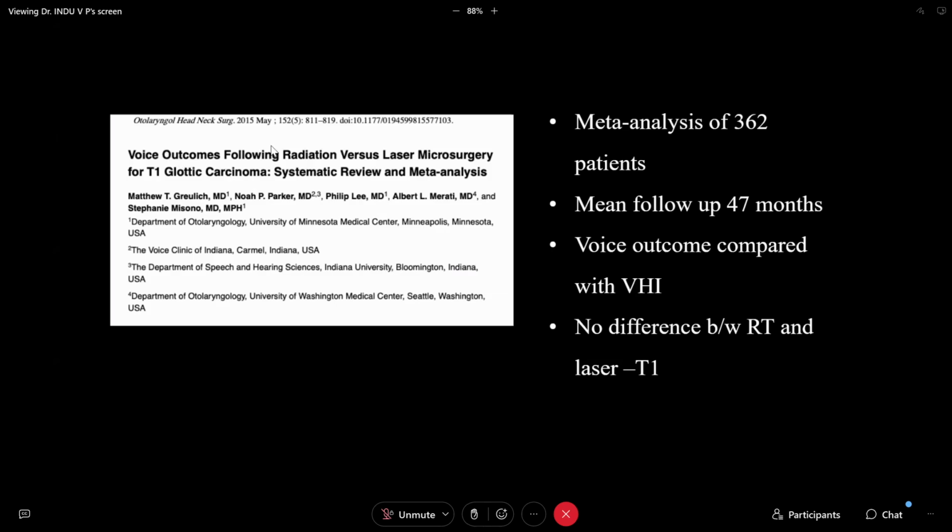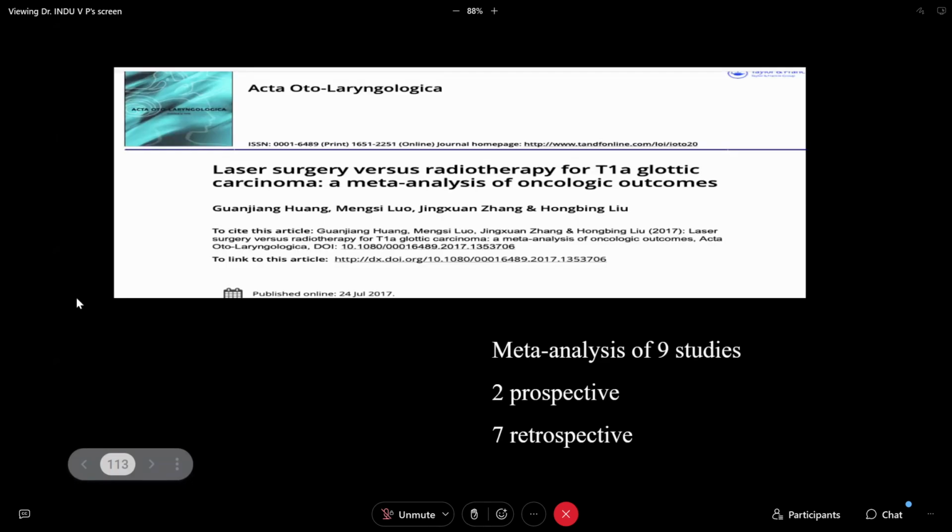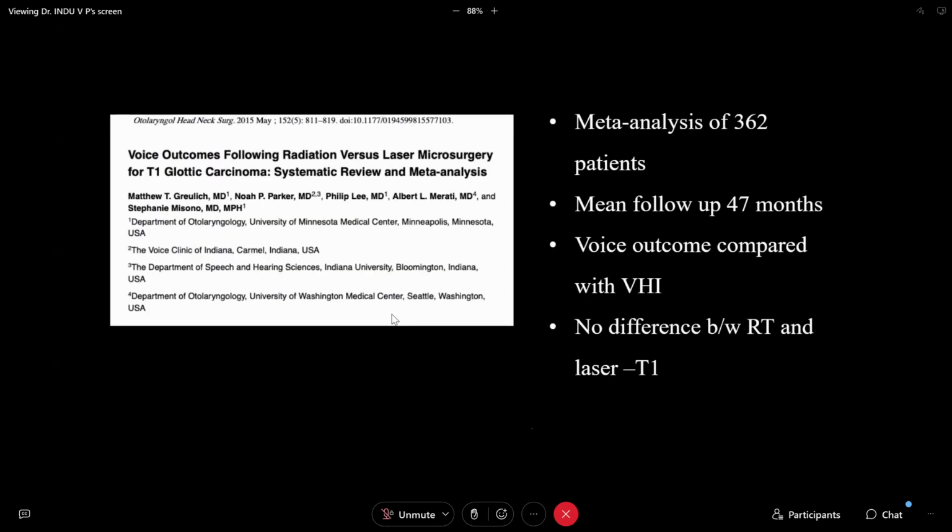For the voice outcome, this is Grulich et al., published in the year 2015. It is a systematic review and meta-analysis that included 362 patients with a follow-up of 47 months. They compared the voice outcome with the voice handicap index. What they found is that there is no significant difference between the RT and laser arms in T1 glottic cancer. Usually it is said that voice is better with radiation treatment, but according to this study, there is no significant difference between radiation and laser.